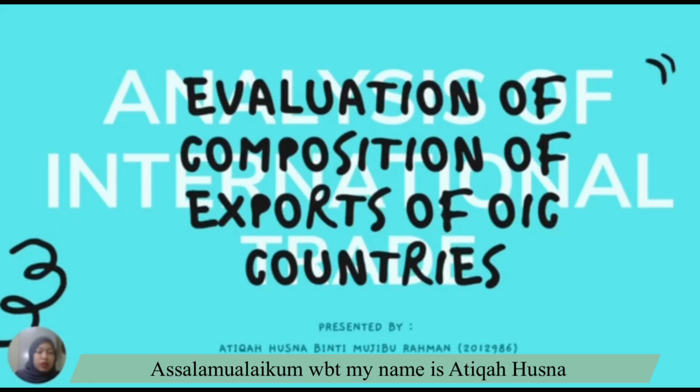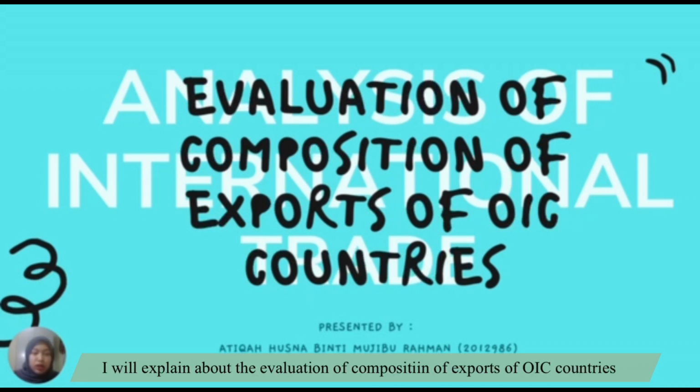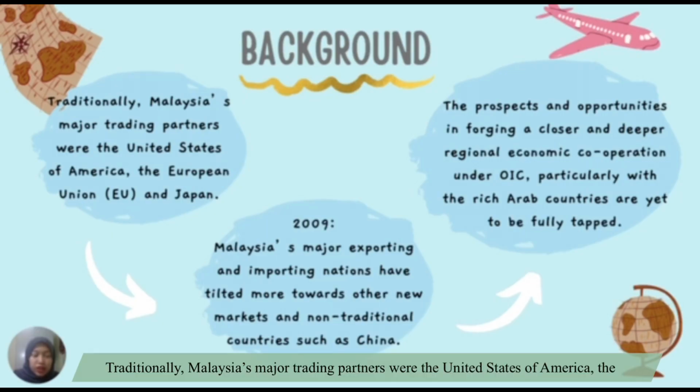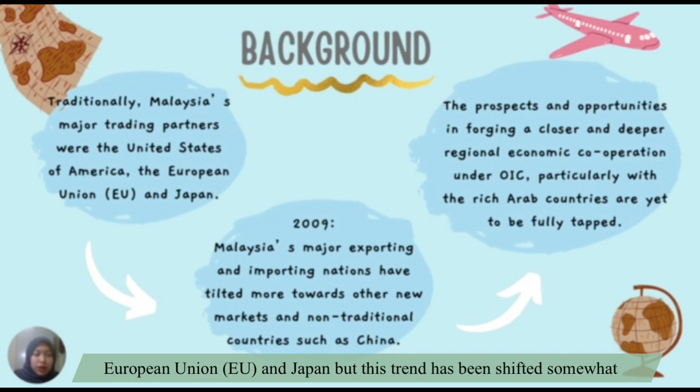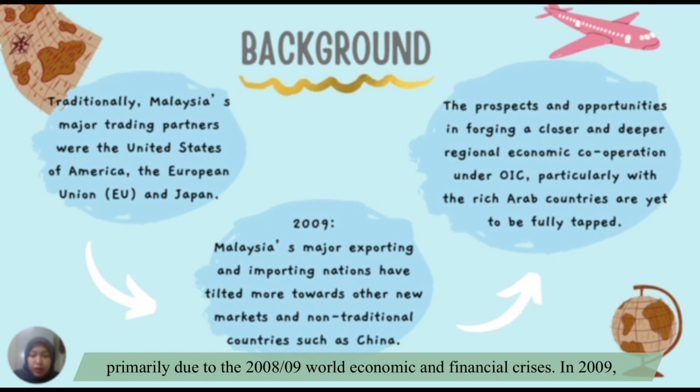My name is Husna and I will explain about the evaluation of the composition of exports of OIC countries. Traditionally, Malaysia's major trading partners were the United States of America, the European Union, and Japan. But this trend has shifted somewhat, primarily due to the 2008 and 2009 world economic and financial crisis.